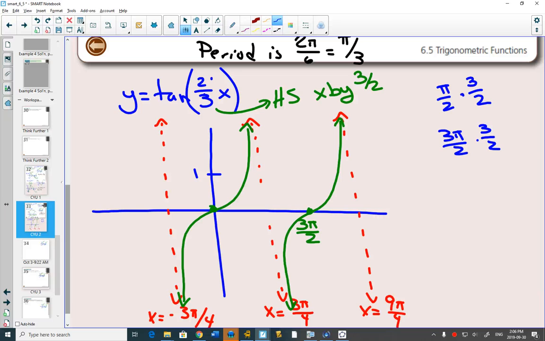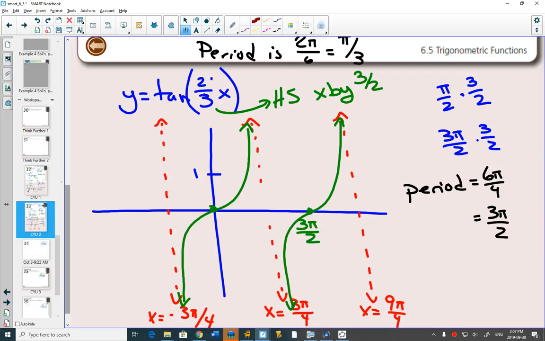And my period, well, how far is it between negative 3 pi over 4 and 3 pi over 4? Because from one asymptote to the other asymptote is the period. You could add those up. Can you see that you would get 6 pi over 4? If I reduce that, that's 3 pi over 2.